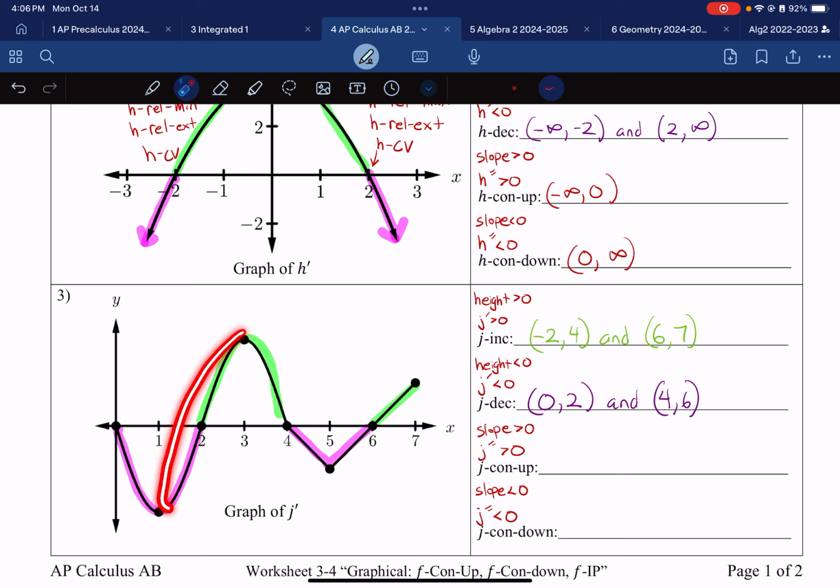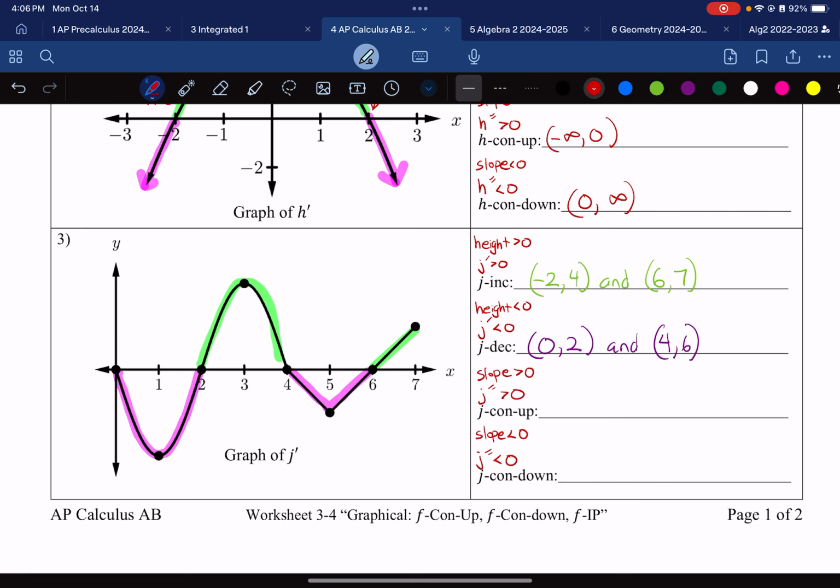So in this interval right here, that's where I'm concave up. I'm also concave up where I'm positive over here as well. So I'll mark both of those, and I'll say it's concave up between 1 and 3, as well as the other positive slopes between 5 and 7.